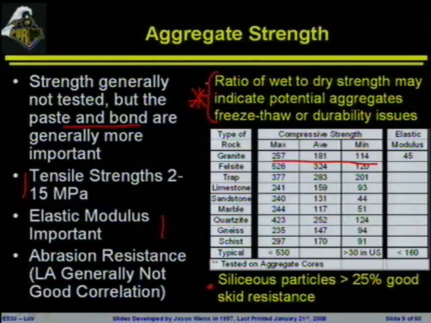Chicago has great rocks, and what you'll see is in Chicago, high-strength concrete is not a big deal because they've got fantastic sources of aggregate. In Seattle, high-strength concrete is not a big deal because they've got great sources of aggregate. So you'll see that the aggregate plays a big role in what you can get locally. Okay.